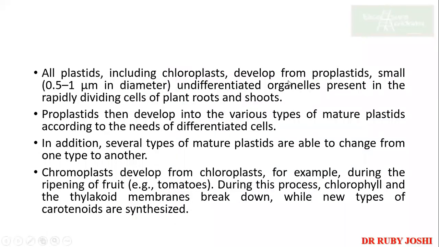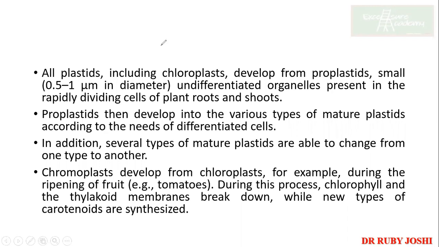Okay, so all these plastids develop from the proplastids. They are the undifferentiated organelles in the rapidly dividing plant roots and shoots. As the plant is developing, depending on the external signal or the requirement of the plant cell, these proplastids will develop into the types of plastids. For example, chromoplast develops from the chloroplast. This is a very simple example.